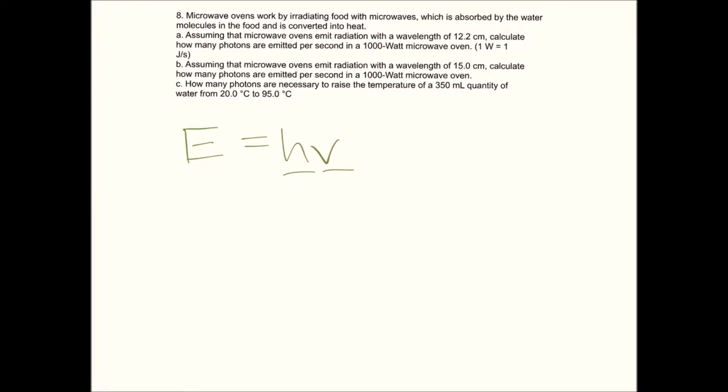We also need to determine the frequency of the wave, and for that we use the wave equation, which states the frequency of the light is equal to the speed of light divided by the wavelength, where c is the speed of light and lambda is the wavelength. So c is a constant and it is equal to 3 times 10 to the 8 meters per second, and that's true for all electromagnetic waves.